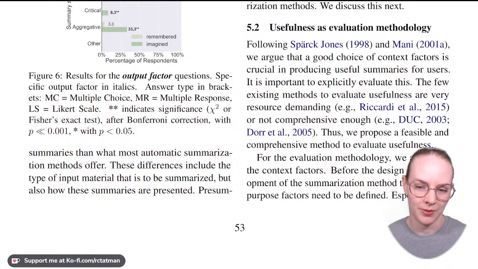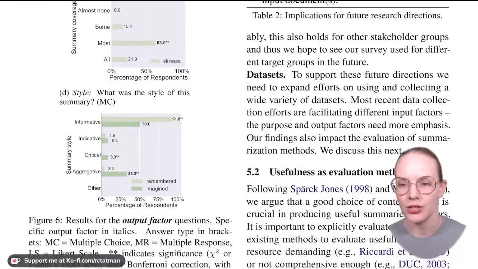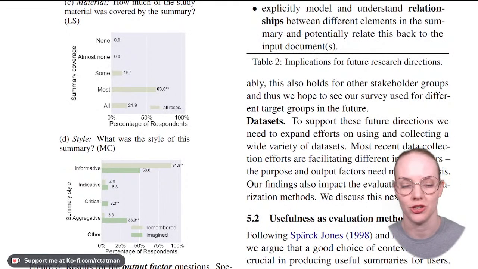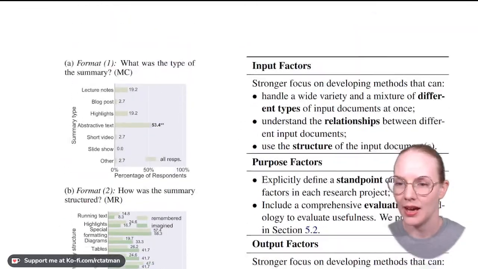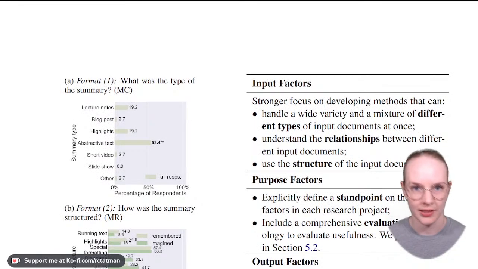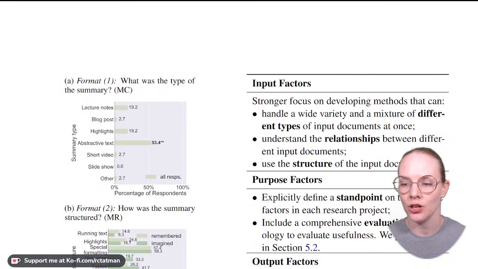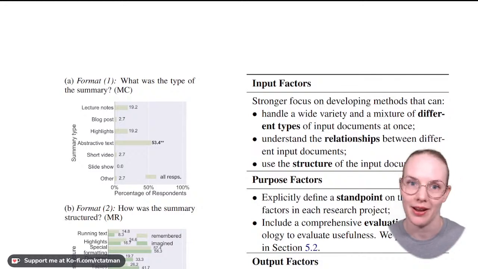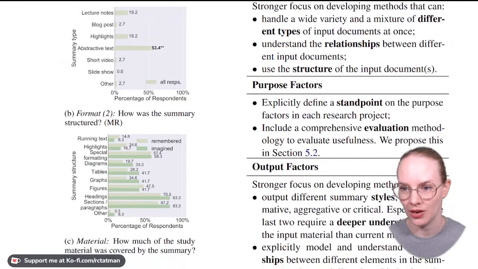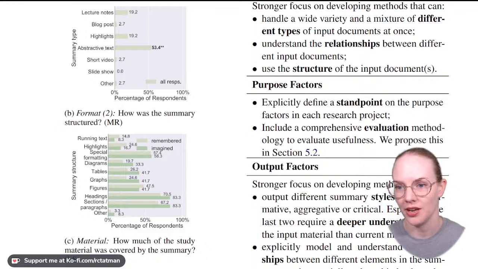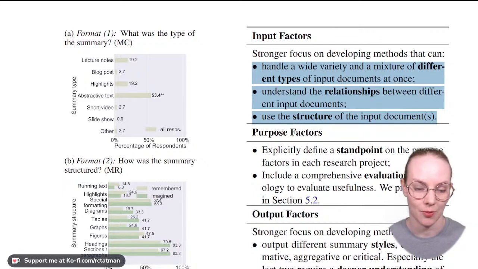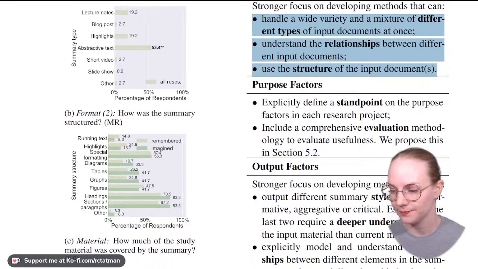These differences include the type of input material that is to be summarized and also how these summaries are presented. Presumably, this also holds for other stakeholder groups, and thus we hope to see our survey used for different target groups in the future. So the authors would be delighted if you used their survey. And then input factors, like specifically, this is what students want. Handle a wide variety and mixture of different types of input documents at once, right? So like, I can imagine summarizing all of my coffee chat YouTube videos. That would be great. I would use that. Understand the relationships between different input documents and use the structure of the input documents, right? So this is much harder to handle as just like a flat sequence to sequence text in, text out project, but would be much more useful to users.